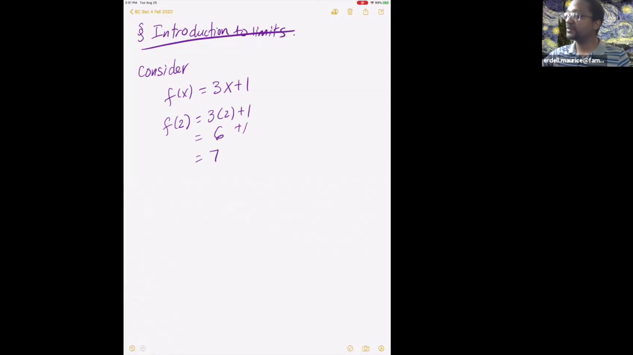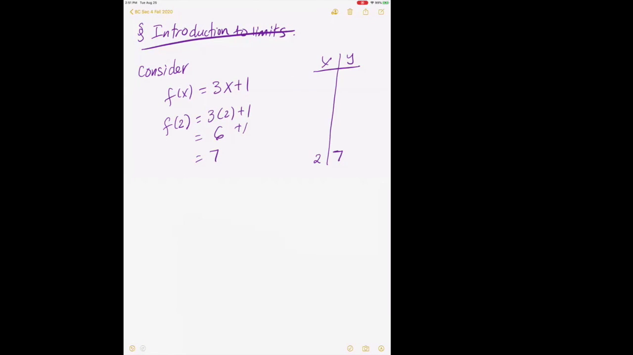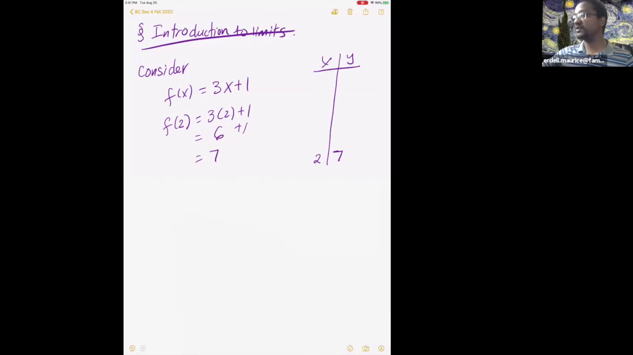And what that allows us to do is to create a table of values. It tells us when I plug in 2 for x, my corresponding value for y is going to be 7. I want you to do the same for these remaining numbers: -2, -1, 0, 1. Plug all 4 of those in and tell me what the corresponding y values are. When you have them, send me a private message with the 4 numbers.